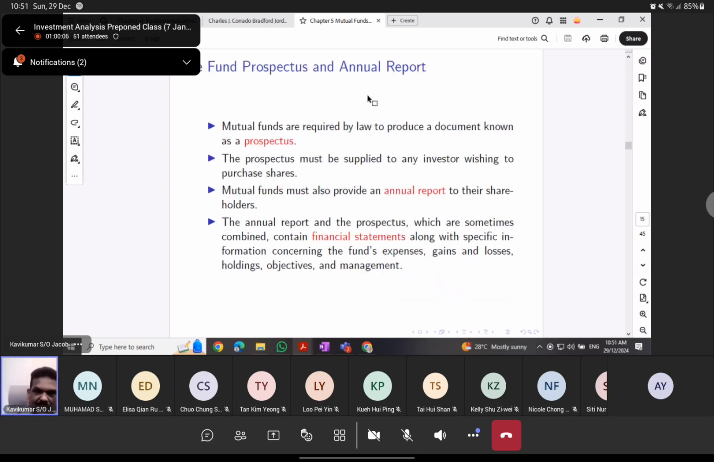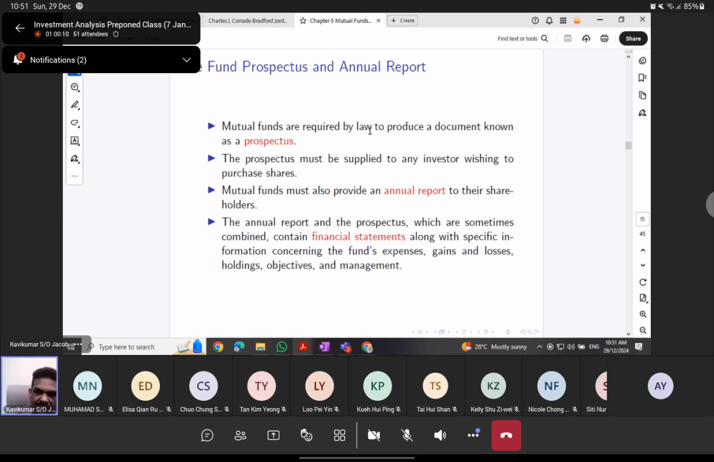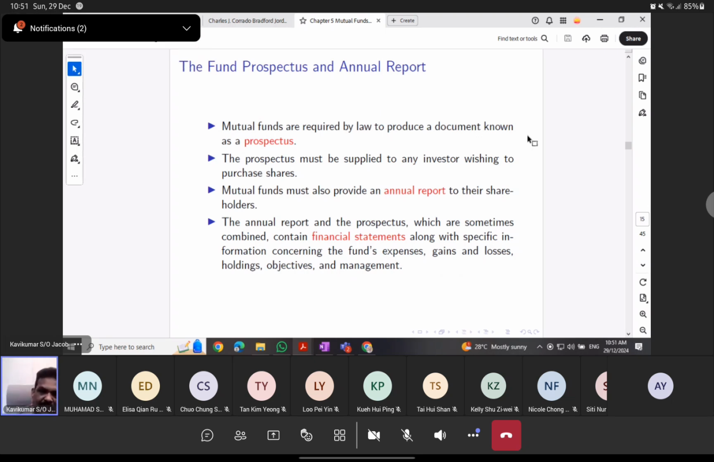And fund prospectus and annual report. Mutual funds are required by law to produce a document known as a prospectus. The prospectus must be supplied to an investor wishing to purchase shares. Any mutual fund will come up with a brochure, which we call the prospectus. The prospectus is distributed to all the investors, and they will see whether they are interested to invest or not.